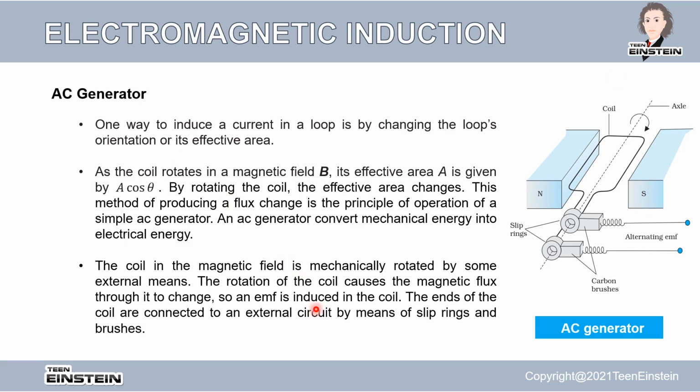So the coil in a magnetic field is mechanically rotated by some external means. The rotation of the coil causes the magnetic flux through it to change. So an EMF is induced in the coil. The ends of the coil are connected to an external circuit by means of slip rings and brushes.